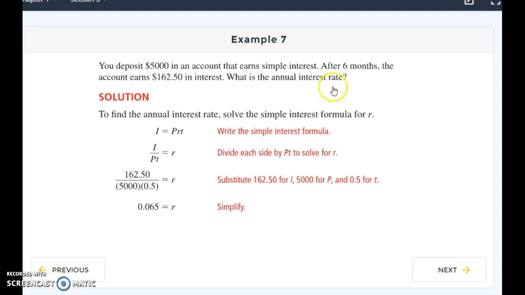But when I'm looking at interest rates, I'm usually looking at a percentage. So I go ahead and I convert this decimal into a percent by moving the decimal place 2 places to the right. So instead of 0.065, I have 6.5%. And again, you'll see I answered using a complete sentence. The annual interest rate is 6.5%.